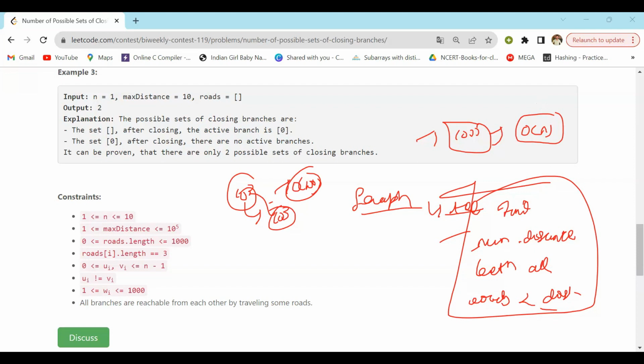Dijkstra? No, because why? Dijkstra gives the shortest distance from a node to all other nodes, right? It will give the shortest distance from one source. So what do we need here? We need to find the distance between all the nodes, right? We have to minimize the distance between all the nodes, right? So that's what we discussed.